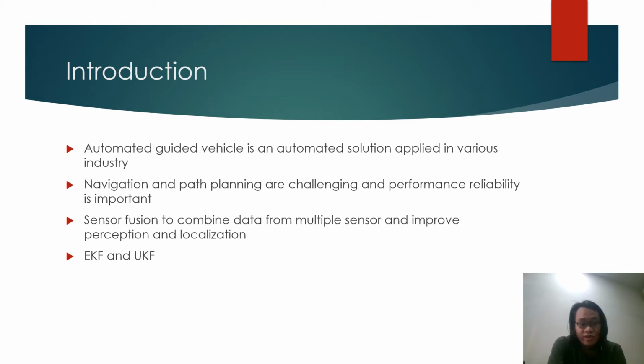For sensor fusion, some of the more commonly used ones would be EKF and UKF, or extended Kalman filter and unscented Kalman filter. EKF creates an estimation by linearizing using the Jacobian matrix, whereas UKF uses the unscented transformation instead.